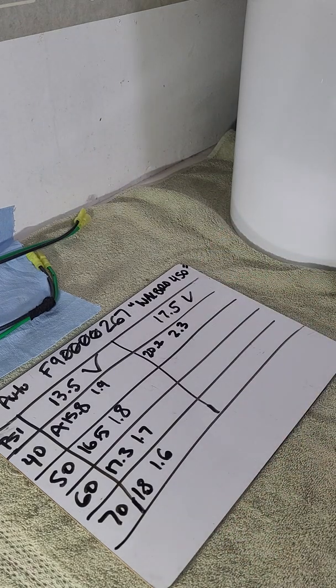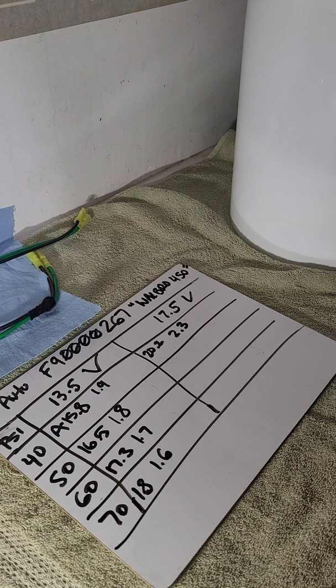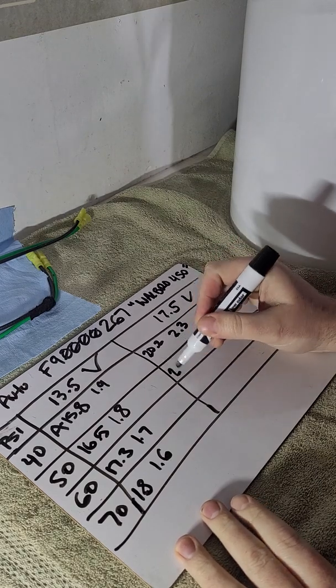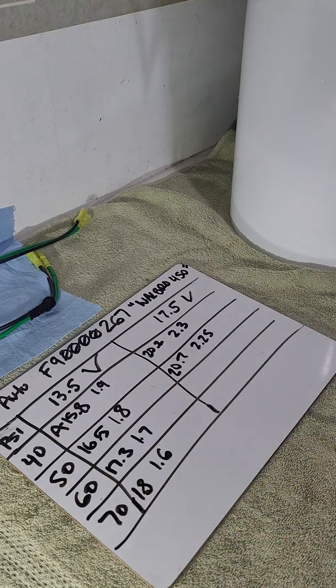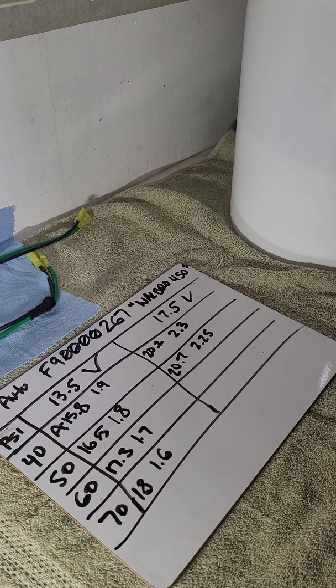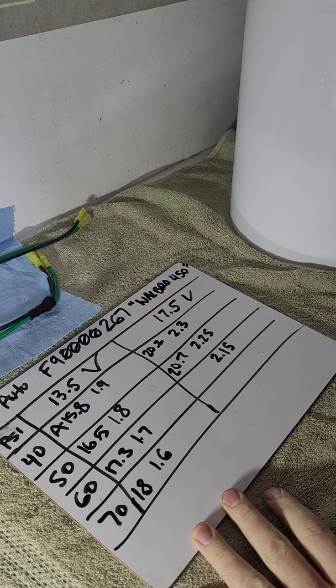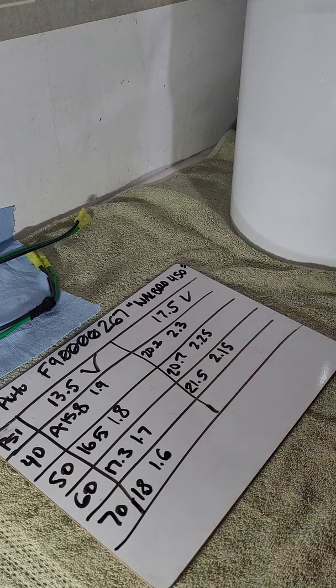And we dial it up to 50 PSI. We are bouncing between 2.2 and 2.3, so I'm going to call that 2.25, and amperage is at 20.7. Go up to 60 PSI. It's bouncing between 2.1, 2.2. So we'll go 2.15, since it's bouncing between the two, and 21.5 amps.